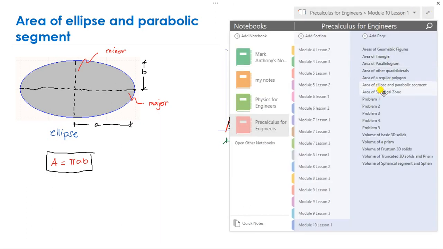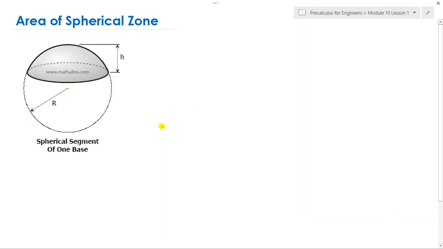Okay, so let's proceed. Kani siya last is the area of a spherical zone. Actually, ang pag-derive ani, makita sa inyong higher mathematics. But anyways, just to inform you, if ever na mugawas, wala ni siya sa module. Ako lang ni i-discuss sa inyo para may additional nga knowledge.